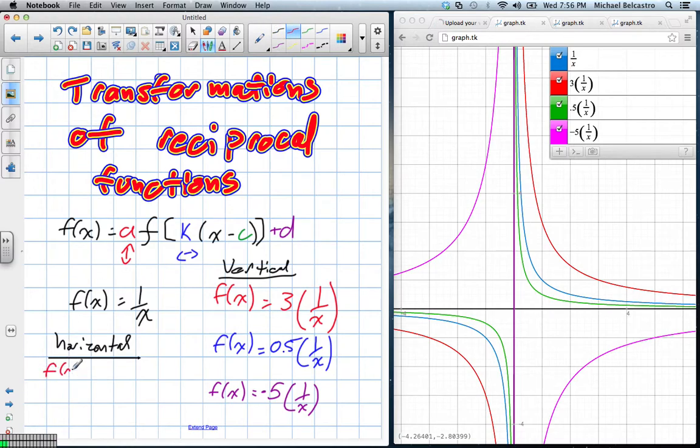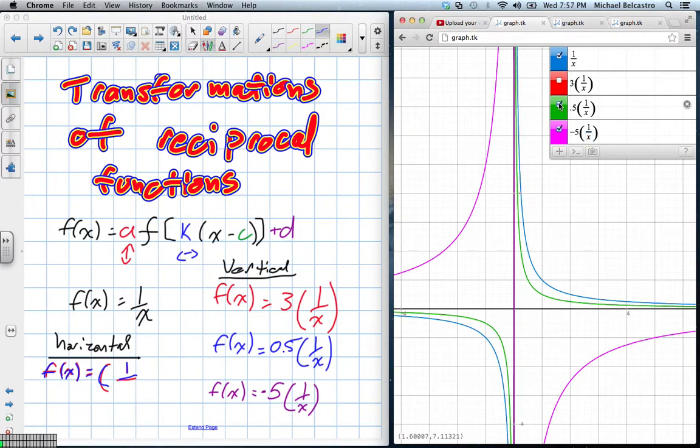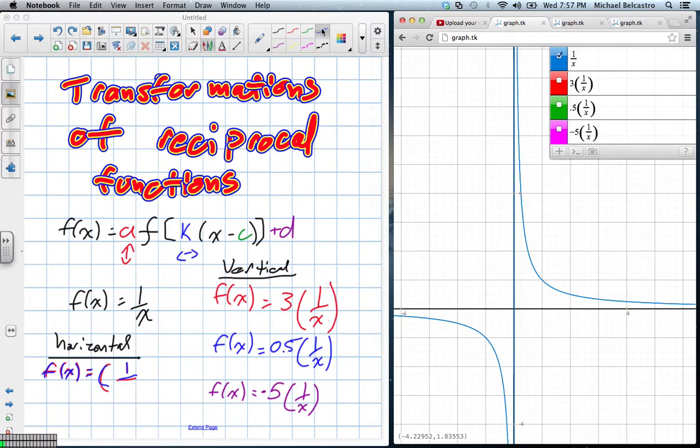Let's say f at x, but in this case is 1 over, and remember how we said we'll do this one in blue, because we were doing k in blue before, f at x. We said that if k was greater than 1, it was a horizontal compression. So I'm going to turn these other ones off right now, even though their values are still there. I just want to look at the original again. Let's say this original one, if k is greater than 1, we'll say it's 2x.